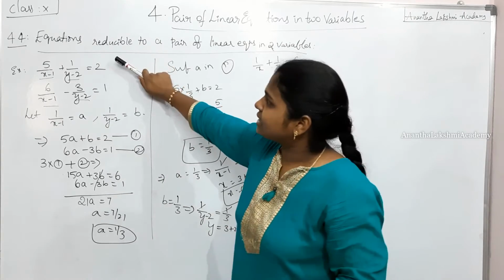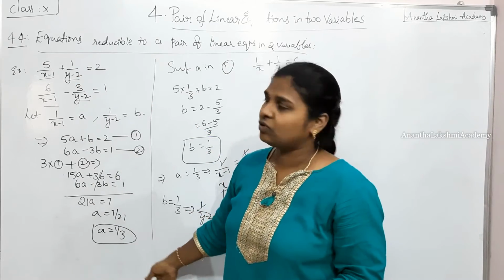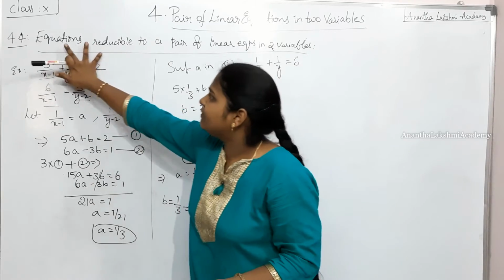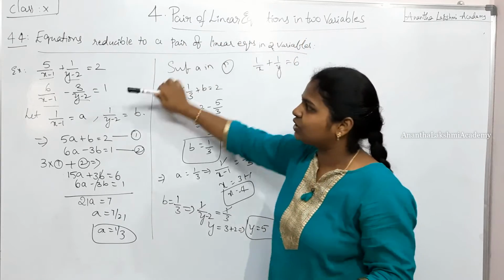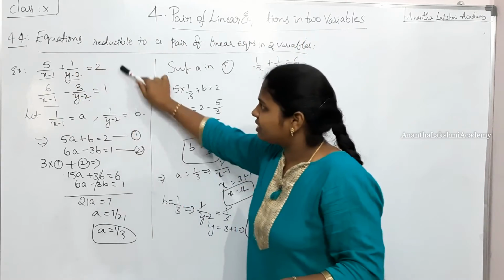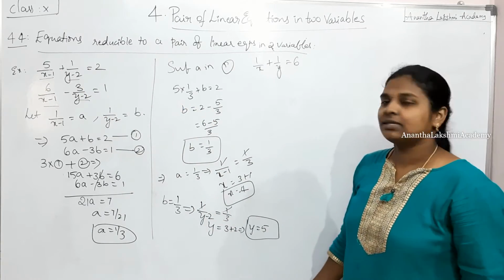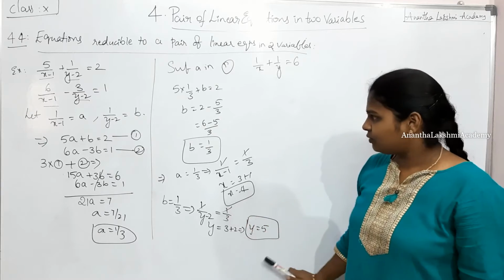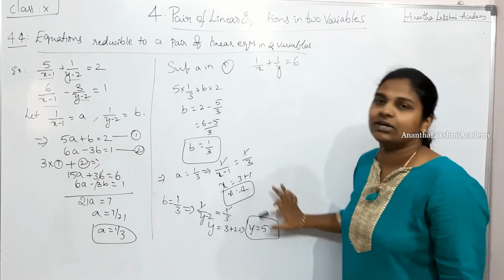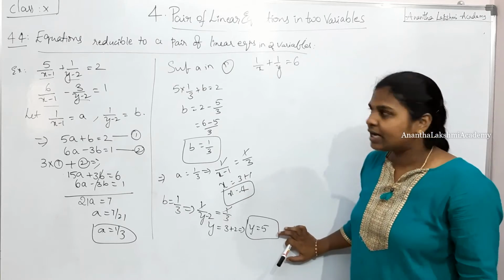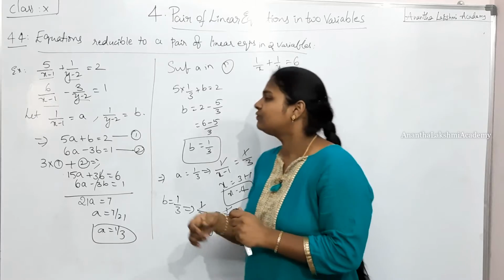This method is nothing but this, whatever the steps we have followed, this process is nothing but equations reducible to a pair of linear equations in two variables. What did we do? We reduced these equations to be in the pair of linear equations in two variables. All right, so we were able to reduce them to linear equations and then finally figured out the values of x and y. All right, so that is about the concept of equations reducible to a pair of linear equations in two variables.